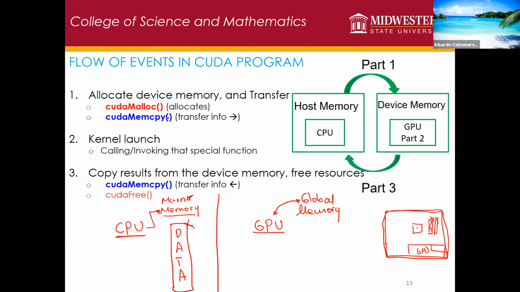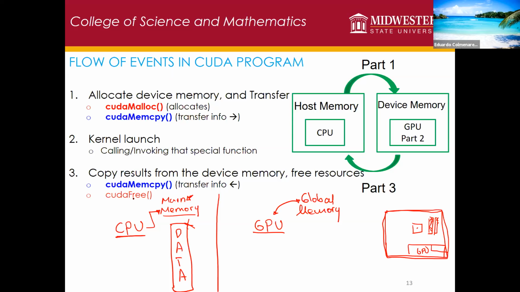CUDA memcpy is the command that the CPU is going to use to send information to the GPU. However, this command is bidirectional, which means that it works both ways. It can be used by the CPU in order to send information back to main memory. Right. So we're going to keep it super simple and we are not going to go deeper into that. The last command that I'm going to mention is CUDA free.